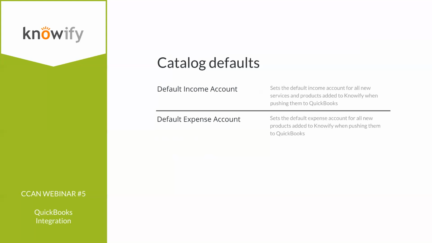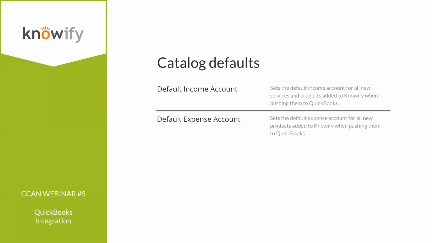It'll update in Knowify. But one field in Knowify that does need to be set, at the top of this catalog default screen in Knowify, is your overall default income account and expense account for new items added. Since our sync works both directions with your Knowify catalog of products and services, as well as your QuickBooks one, when you add a new item in Knowify, we need to know what you want to use as the income and expense account.